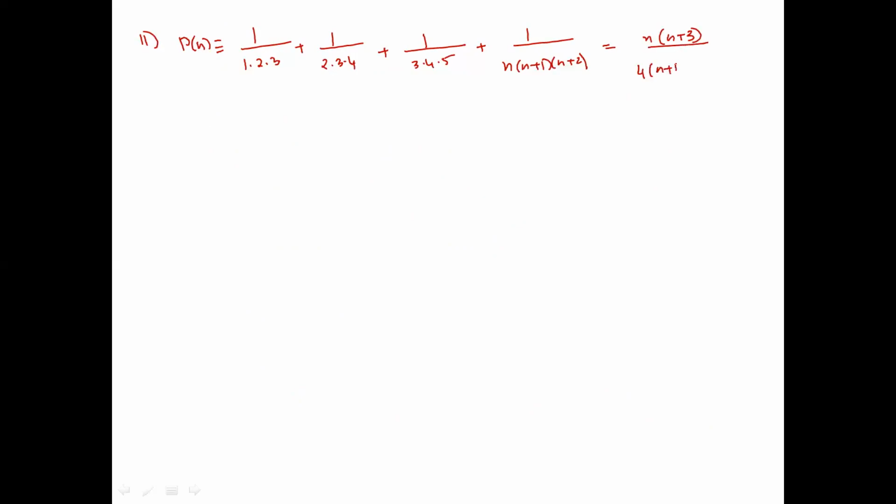In the 11th question, the statement P of n can be taken as 1 by 1 into 2 into 3 plus 1 by 2 into 3 into 4 plus 1 by 3 into 4 into 5 plus 1 by n into (n plus 1) into (n plus 2), which is equal to n into (n plus 3) by 4 into (n plus 1) into (n plus 2). So first we have to take n equal to 1.